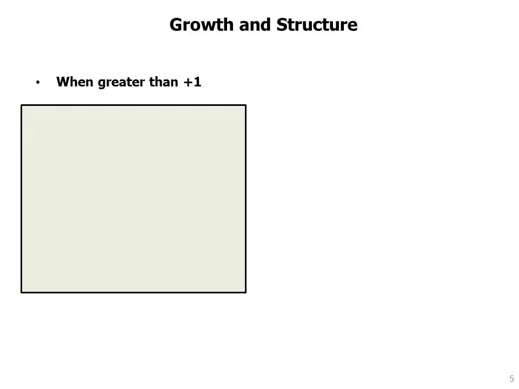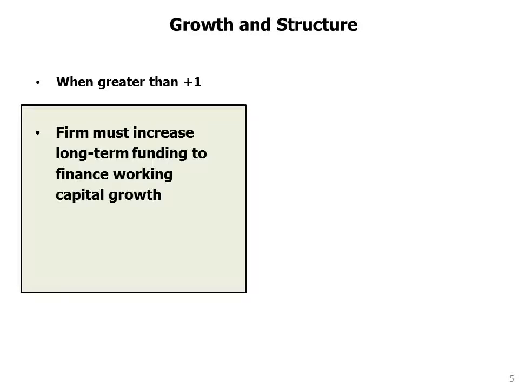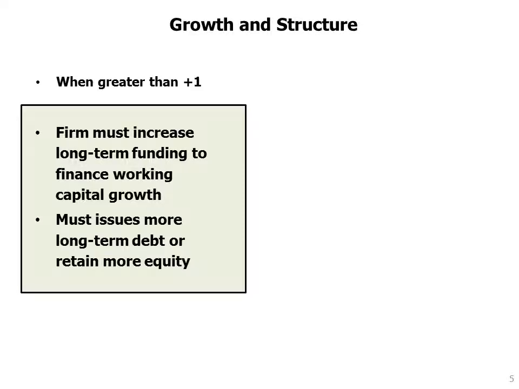And moving on to growth and structure. So when the current ratio is greater than 1, working capital borrowing requirements increase with sales. So growing companies with a current ratio above 1 need to keep relatively high levels of cash because they tend to pay their suppliers before they receive payment from customers. And as sales grow, their need for cash increases. And they typically need to issue either more long-term debt or retain more equity as the firm grows.